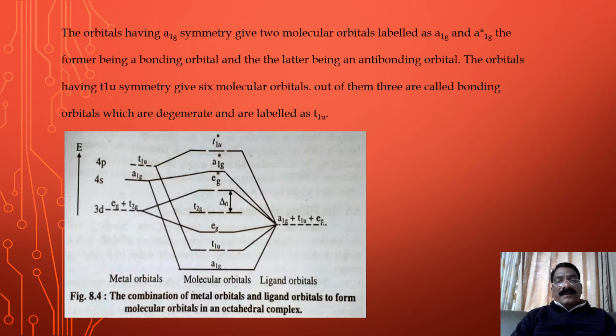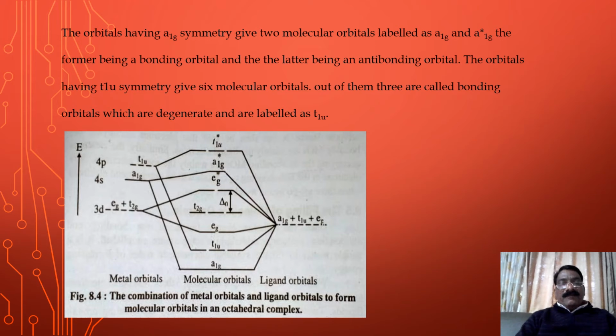T2G orbitals remain non-bonding. They are at the center of the diagram. EG orbitals, they are 2. They combine with the remaining 2 orbitals from the ligand group orbitals and give the EG and EG star orbitals, that is 2 EG bonding orbitals and 2 EG star antibonding molecular orbitals. Thus there is formation of the MO energy level diagram.